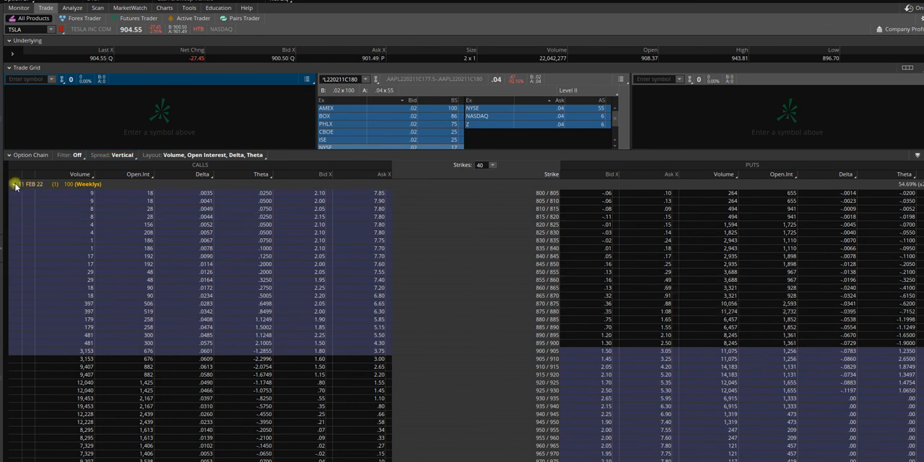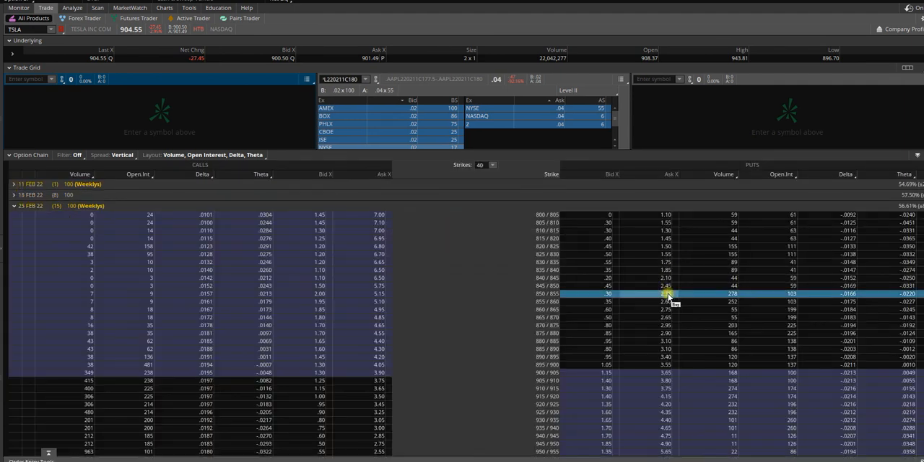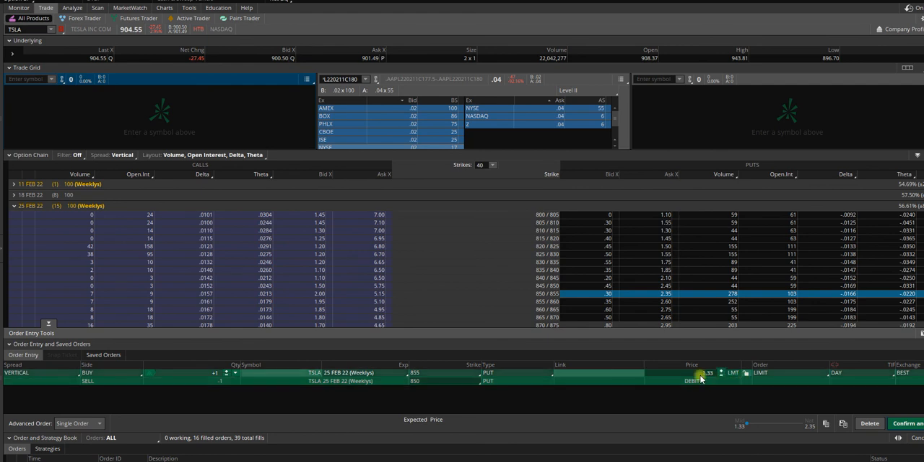Oh, this is the wrong month. So we go one more out, 850, 855. And these are $1.33. We can also note that the theta of the position is just about $2 a day, and the delta is about $1.50 a day. So if the stock didn't move at all, the bear put spread that we would purchase would lose around $2 a day, whereas the iron condor is collecting 30 cents a day.